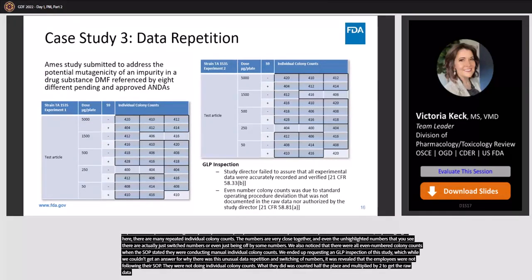The study director ultimately failed to assure that all experimental data were accurately recorded and verified. We ended up not accepting the study to address mutagenicity, and this did impact 8 different pending and approved ANDAs.